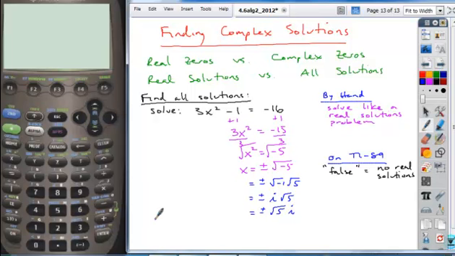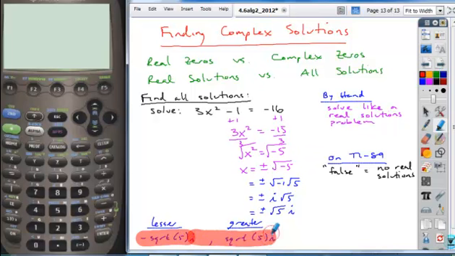And so if you were asked to identify the solutions for this online, you'd have a lesser solution and a greater solution that you'd have to fill in. And so you would take negative sqrt 5 times i, and the greater one would be positive sqrt of 5 times i. And so that's what your solutions would look like if you were entering these online.